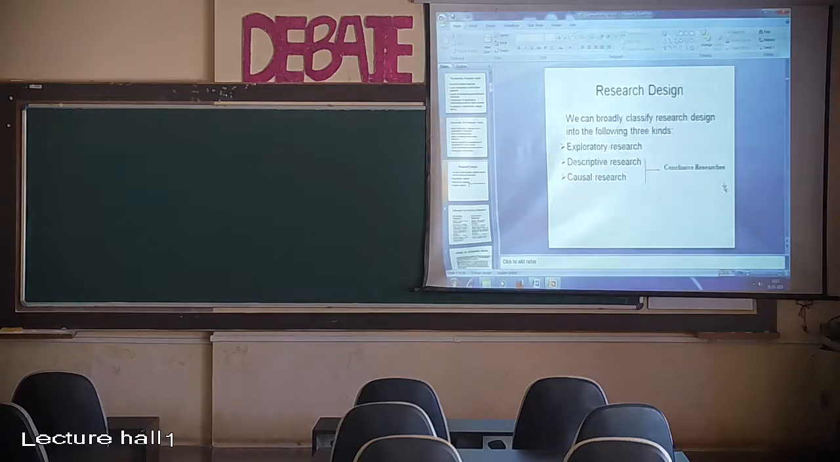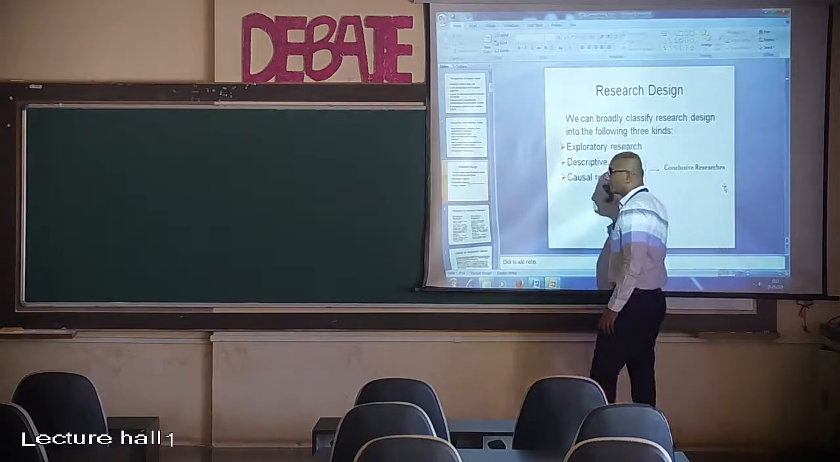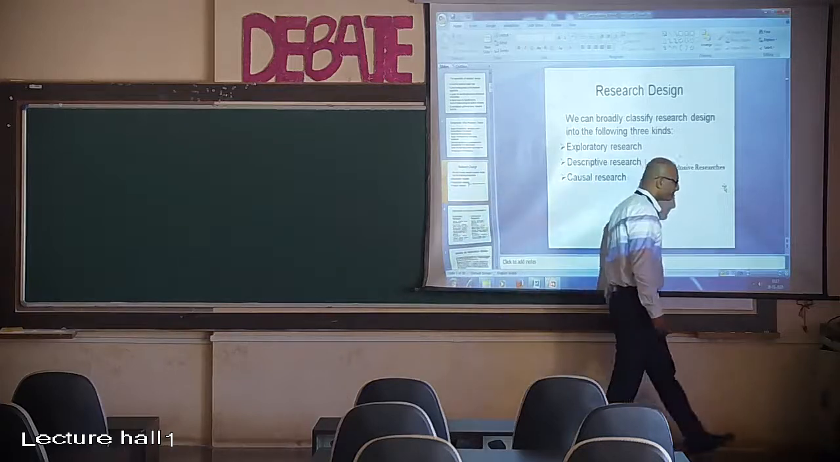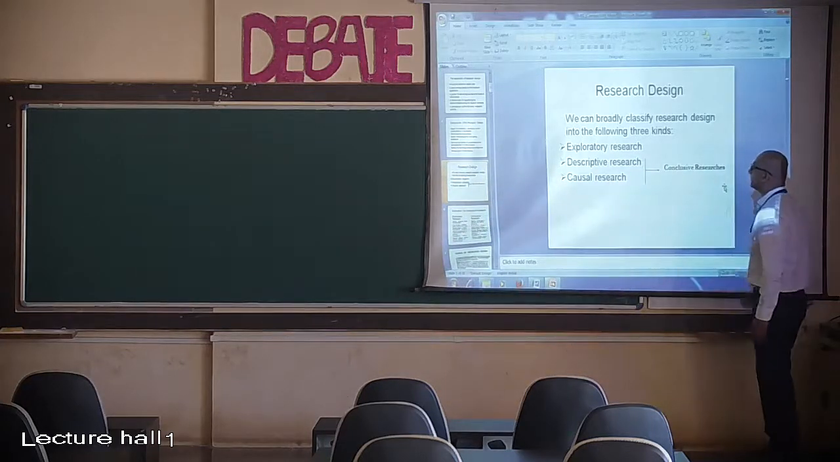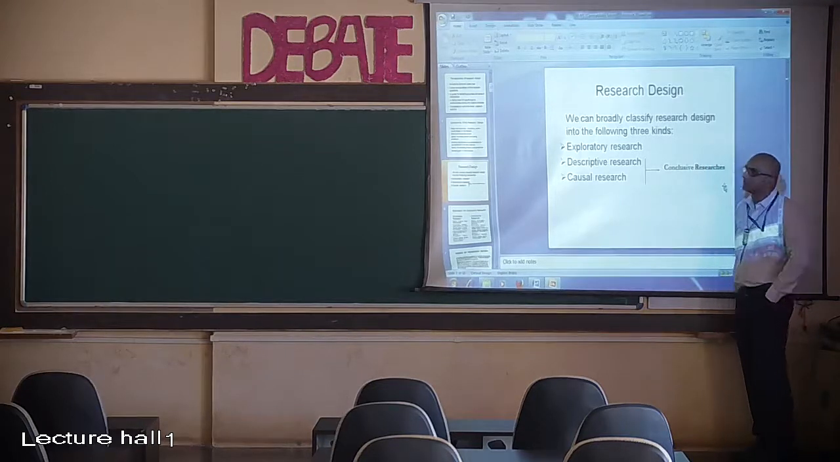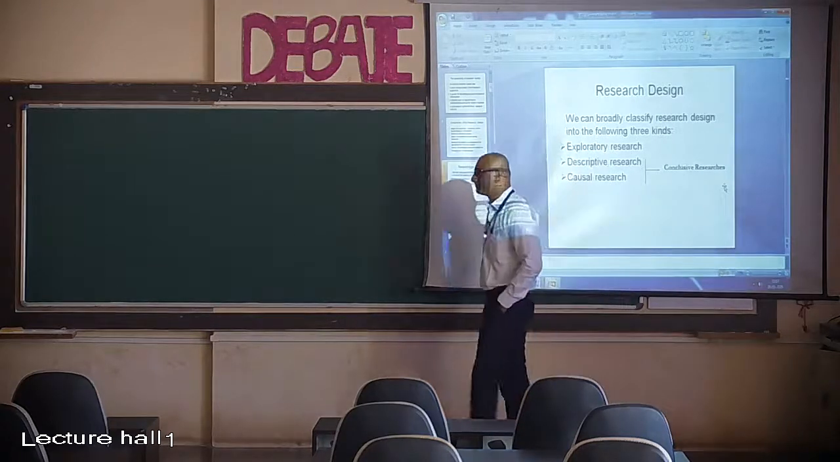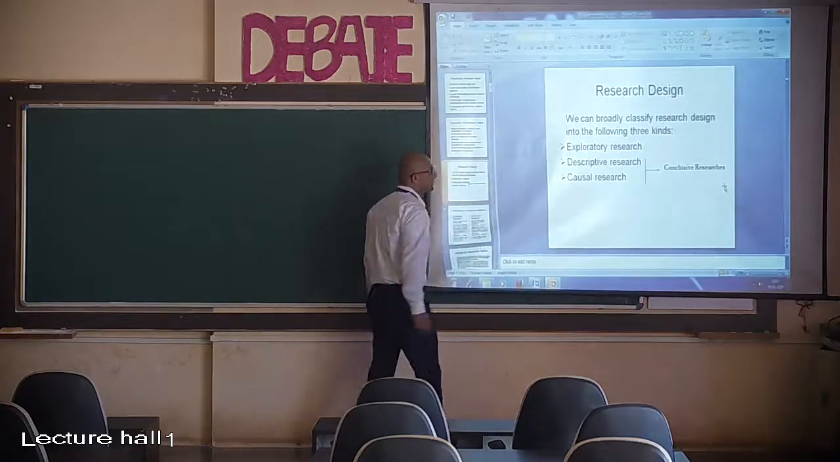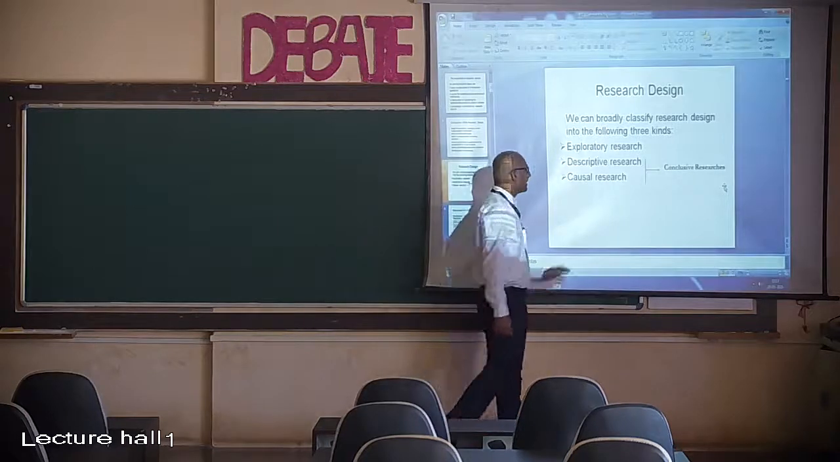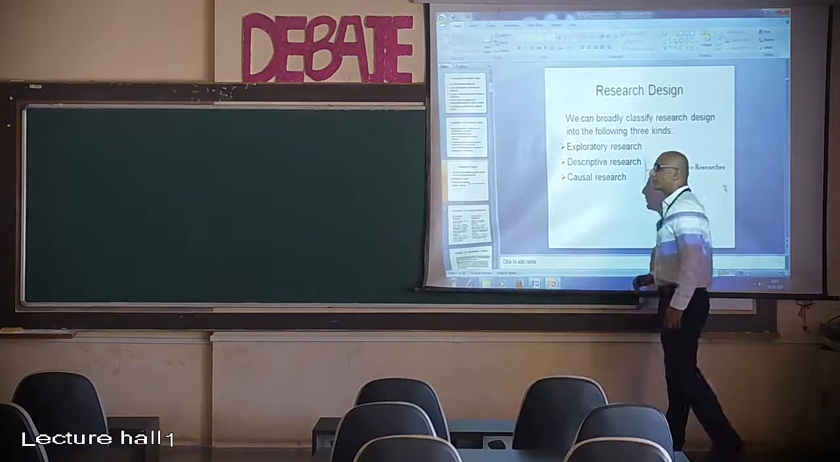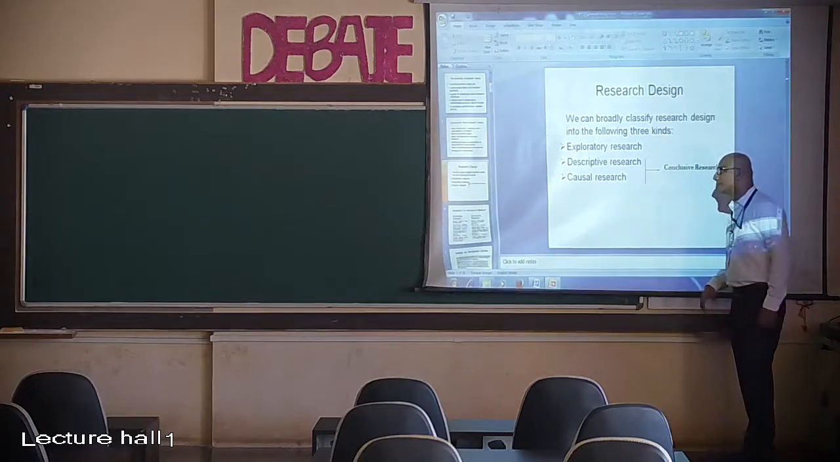So we go forward now. Now we try to understand more about these different types of research design that are being discussed already. We can broadly classify research design into the following three kinds. The first one is the exploratory research. The second one is the descriptive research. The third one is the causal research. And these two together, the descriptive and the causal research, are known as the conclusive research methods.